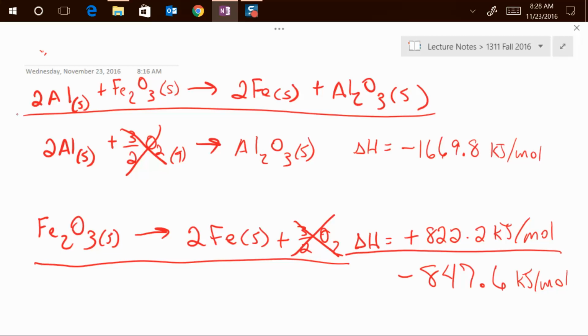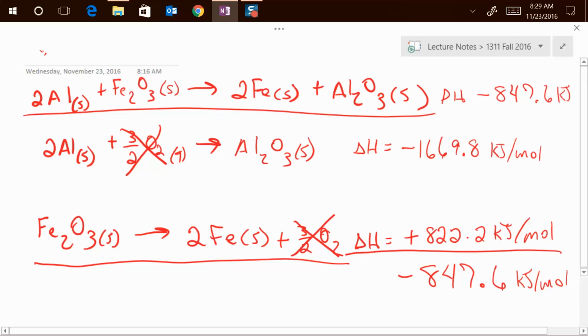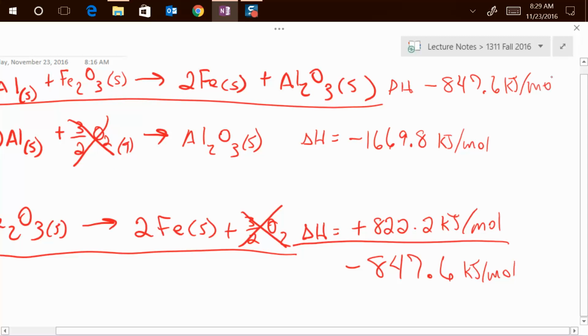So that would be your final answer? 847.6 kilojoules per mole is the final answer. It's the delta H of this reaction. So would it be over that or not? Or is this the top? The delta H of this top reaction is negative 847.6 kilojoules per mole. Okay? That's my answer. All right, let's try another one.